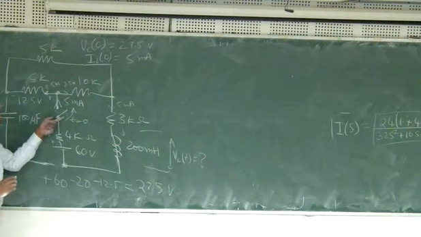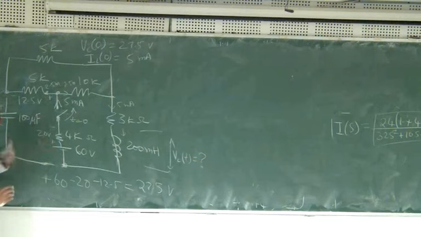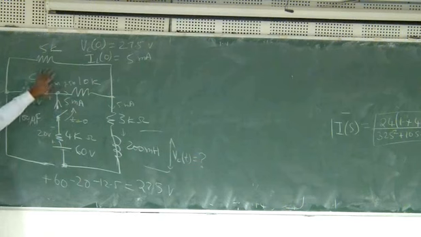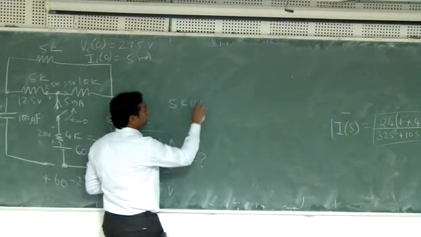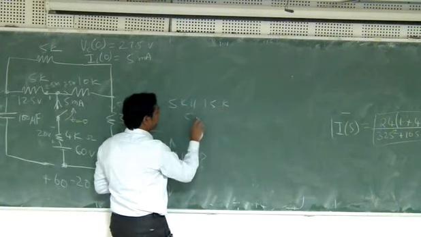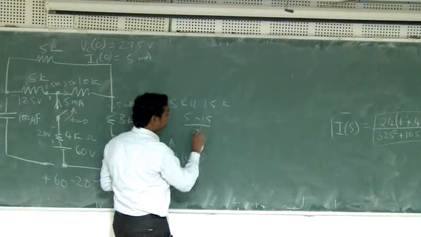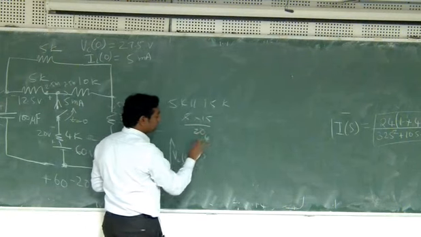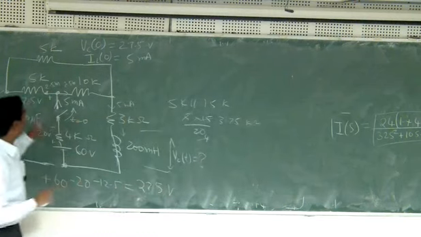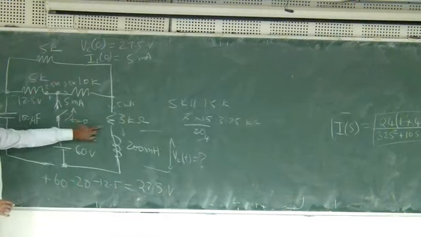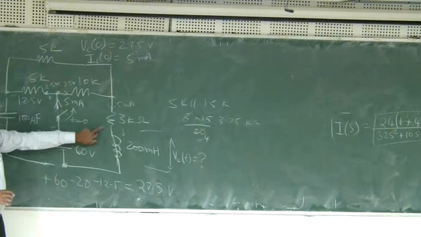When I open the switch, this branch gets totally disconnected, so I can remove this branch. Then this will become two resistances in parallel: 5K in parallel with 15K. So 5 into 15 by 5 plus 15, which is 3.75 kilo ohms. So this whole thing becomes one resistance, and this is 3 kilo ohms. So totally 6.75 kilo ohms.